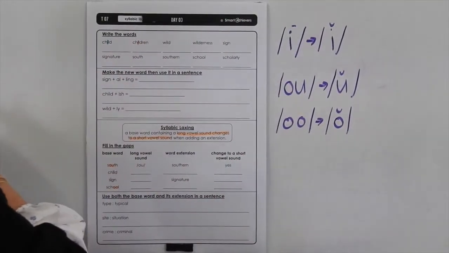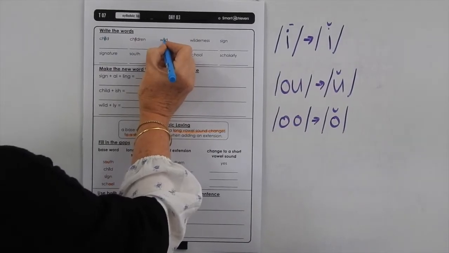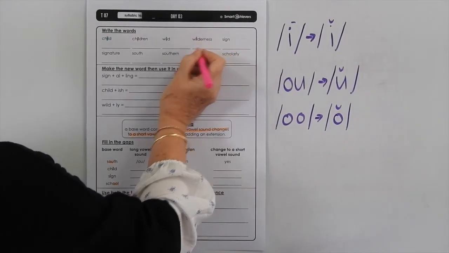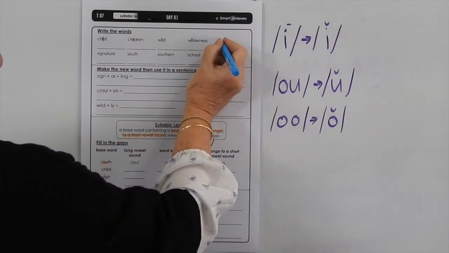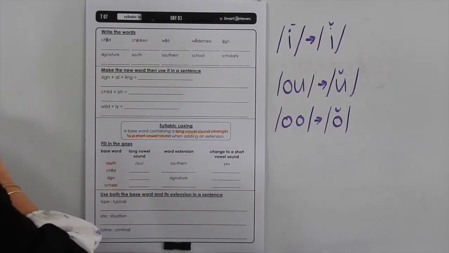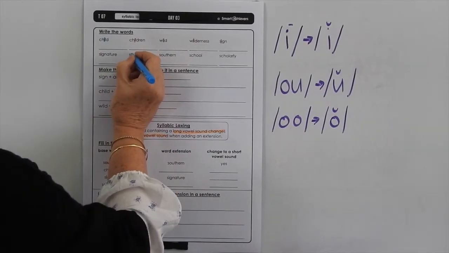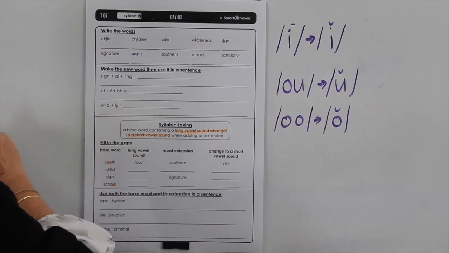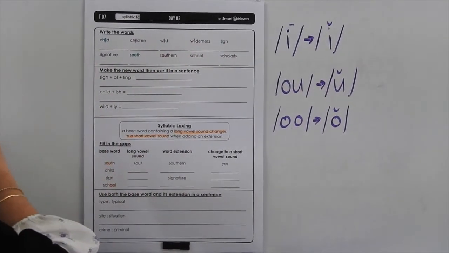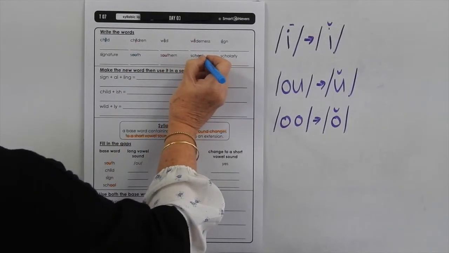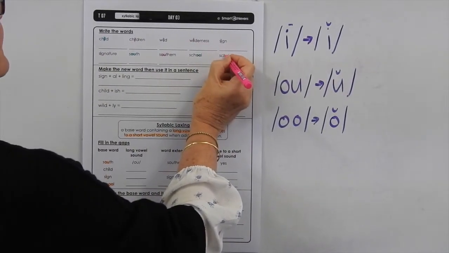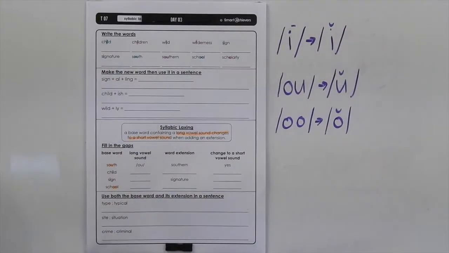The same happens with wild, because we've got that LD after the I once again, but when we change it to wilderness, the I changes to a short it. So sign, you've got the long I sound, but when we write signature, we go to a short it. Owl, we've got the long owl sound, but once again, when we go to southern, when we add a suffix to it, it changes to a short ut sound. Same with school, you've got the ooh sound, which is a long sound, and it changes to a short ot sound in scholarly. So just be aware of those tricks in those words.